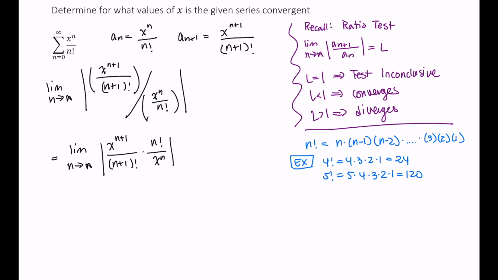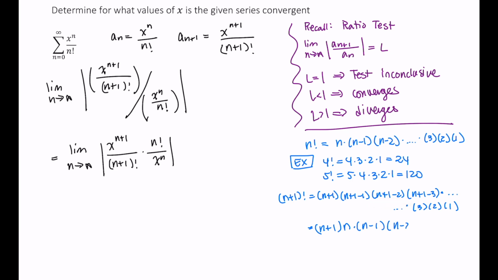Okay, so what is n plus 1 factorial? Well, that's equal to n plus 1 times n plus 1 minus 1 times n plus 1 minus 2 times n plus 1 minus 3, and so on, and I'll keep going until I get to 3, 2, 1. Simplifying, well, there's nothing to simplify here. n plus 1 is just n plus 1, but n plus 1 minus 1, well, that's n. And then n plus 1 minus 2, that's n minus 1. And the next one's n minus 2.